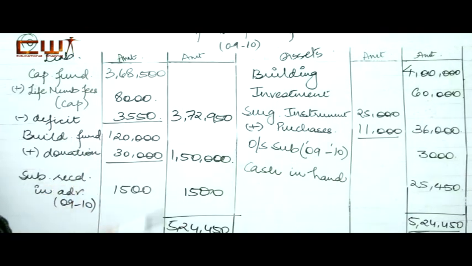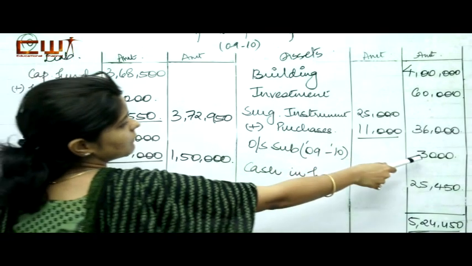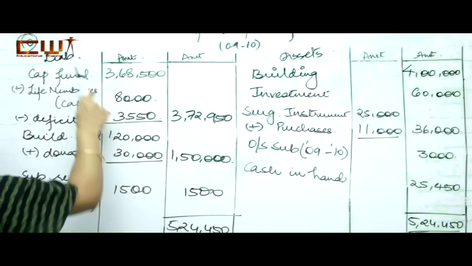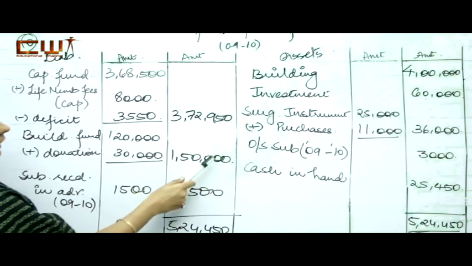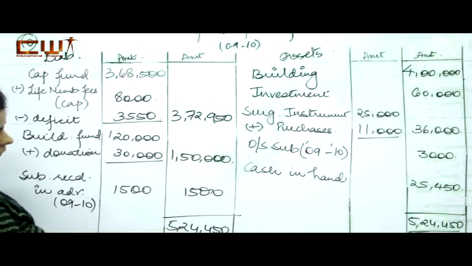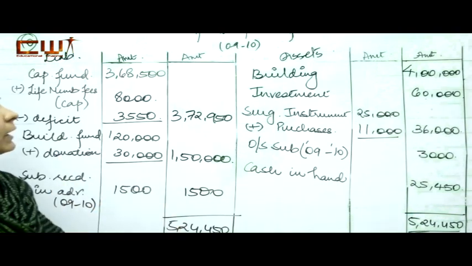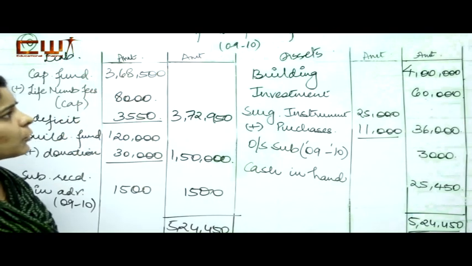Next is building fund. Any type of fund or donations will all come on the liabilities side. Building fund is 1,20,000. Along with that they have also given donations of 30,000. So building fund 1,20,000 plus donation of 30,000 will give you 1,50,000. Next is subscription received in advance. I told you earlier, outstanding subscription will come on the asset side, 3,000, and subscription received in advance for this year is 1,500. You will write it on the liability side. 3,72,950 plus 1,50,000 plus 1,500 will give you 5,24,450. This is the balance sheet of the 10th numerical, chapter number 2, accounts of not-for-profit concerns.